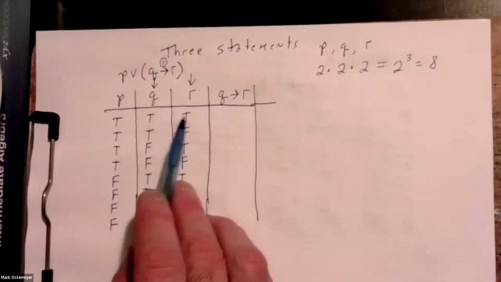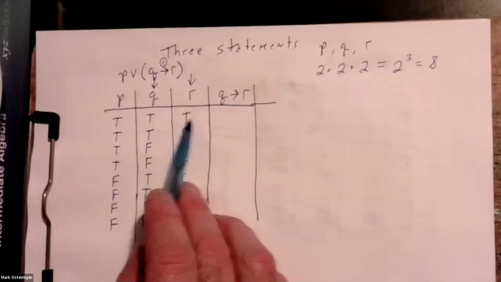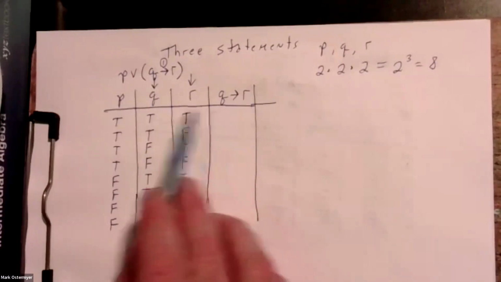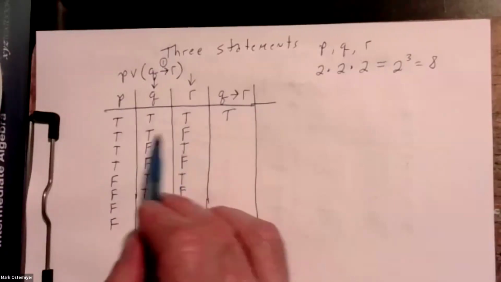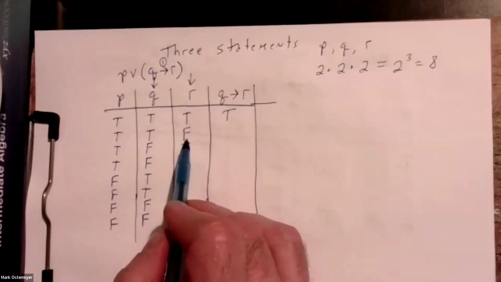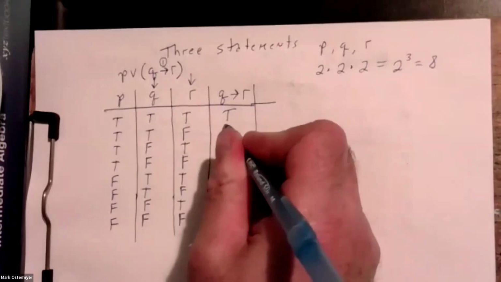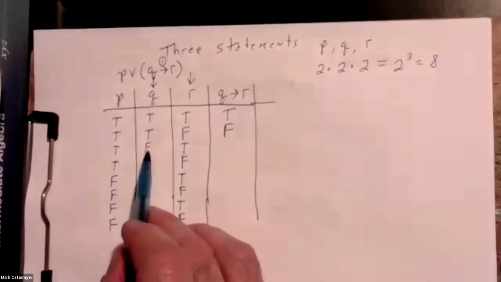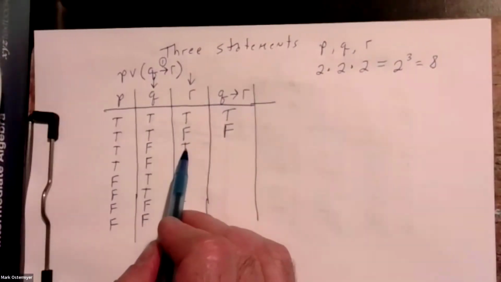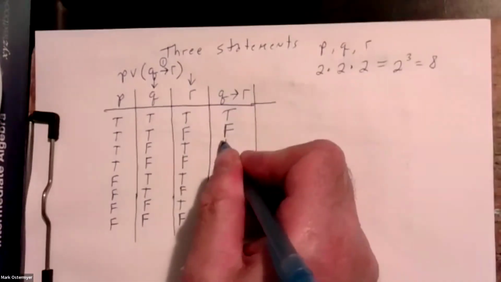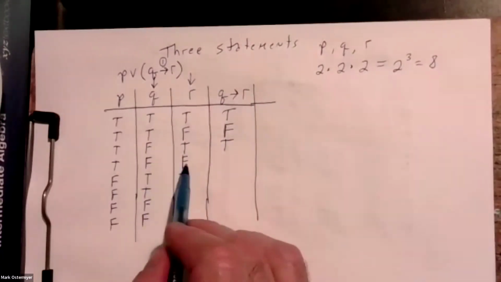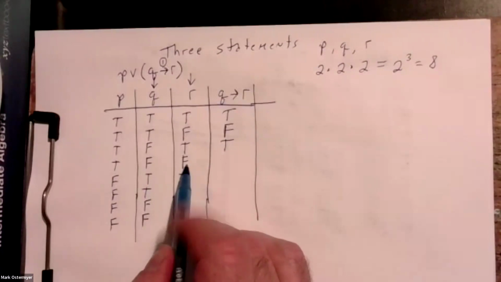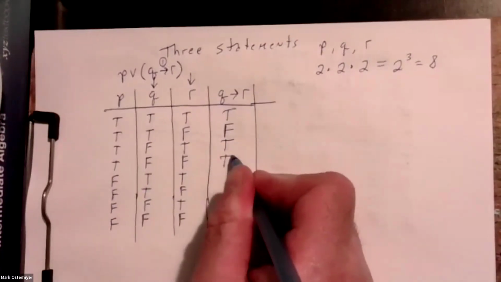If true, then true, is the conditional true or false? It's true. If true, then false. The Cubs won but got screwed out of the playoffs. That's a farce. Do you agree? False. If false, then true. Hey, they still go to the playoffs. True. If false, then false. They lost. They don't deserve to go to the playoffs. That's still true in my mind.